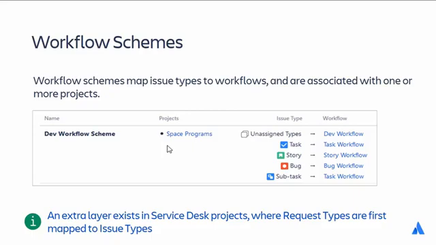There are 4 workflows used in this scheme. Bugs use the Bug workflow, Stories use the Story workflow, and both tasks and subtasks use the Task workflow. All other issue types available in this project, if any, are mapped to the Dev workflow. Notice that multiple issue types can be mapped to the same workflow. An extra layer exists in Service Desk projects, where request types are first mapped to issue types. We will explore this later.